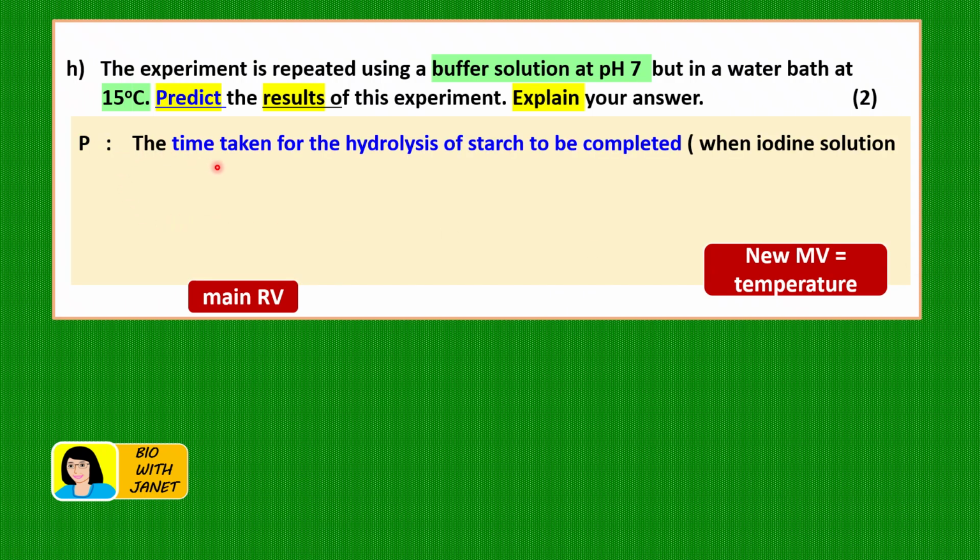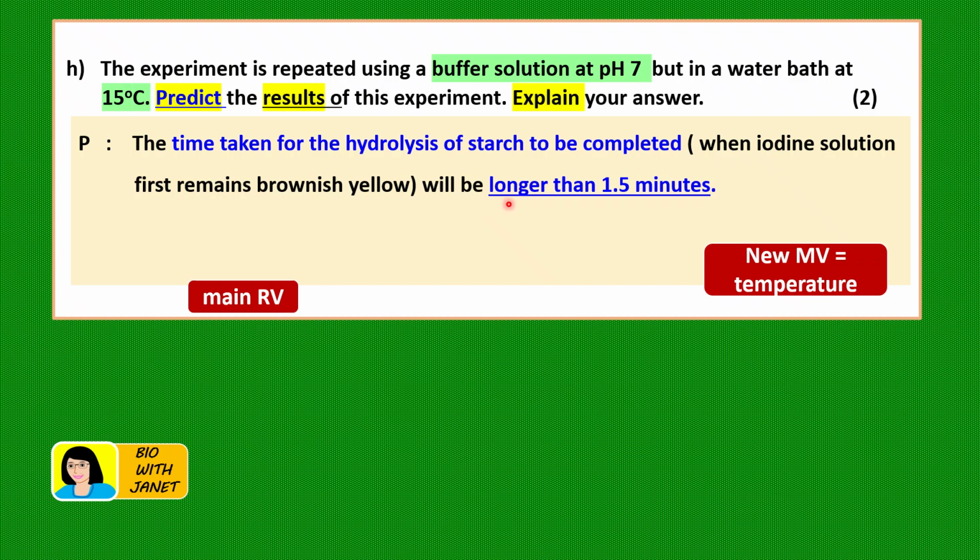P is for prediction. The time taken for the hydrolysis of starch to be completed, or time taken when the iodine solution first remains brownish yellow, will be longer than 1.5 minutes. Why 1.5 minutes? Because 1.5 minutes is the time taken for the hydrolysis of starch to be completed at pH 7, but in water bath at 37 degrees Celsius. Okay, so you have to refer back to your table of results and find out what is the reading for buffer solution at pH 7, 37 degrees Celsius. That's 1.5 minutes. So now at lower temperature, the time taken for the hydrolysis of starch to be completed will be longer. Okay, so explain why.